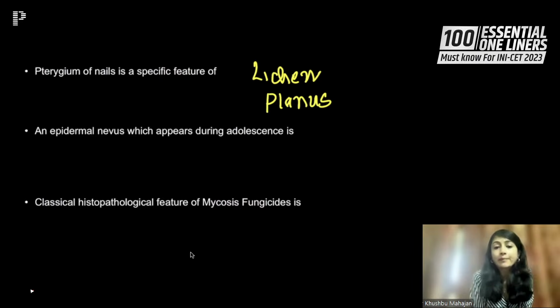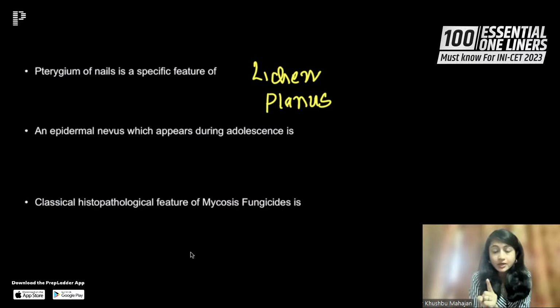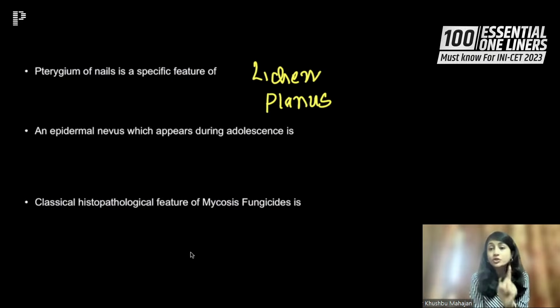Yes, you're right. Pitting is the commonest feature for psoriasis. Pitting is commonest for psoriasis. Commonest for lichen planus is longitudinal ridging. Specific feature for lichen planus is pterygium. Specific feature for psoriasis is oil drop sign. Please remember these points. Next question.